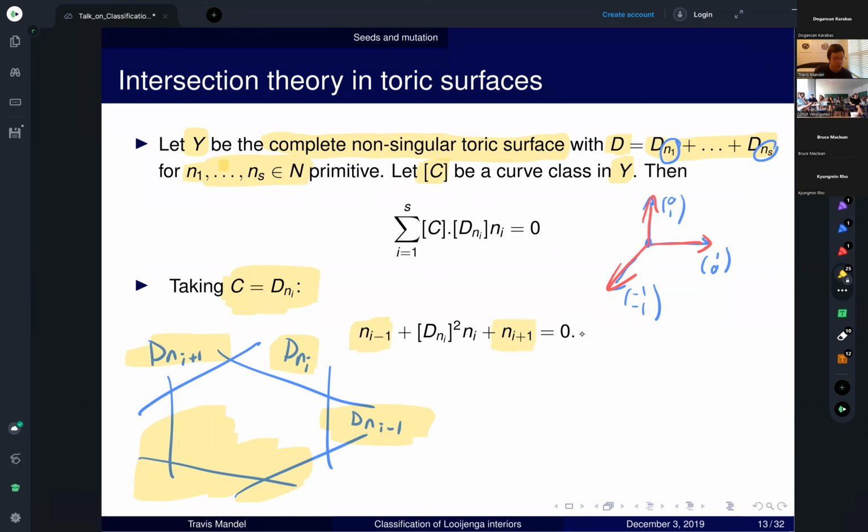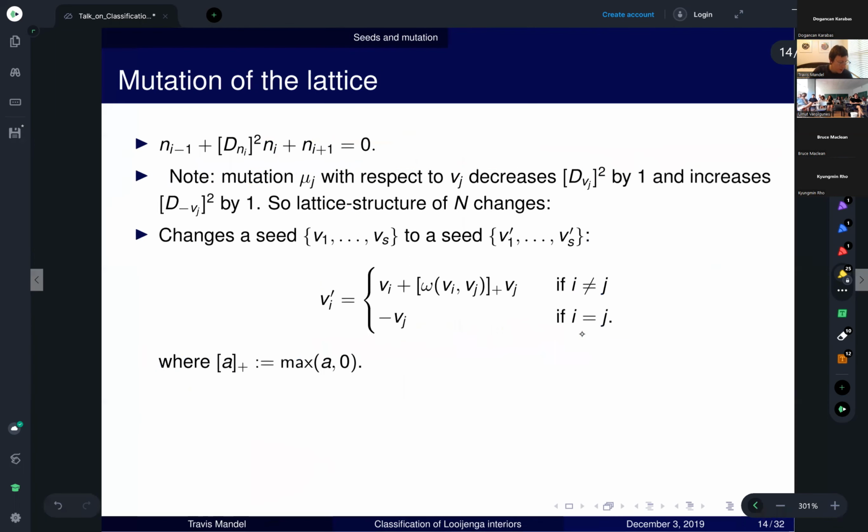And then the only other term that doesn't vanish is the I term, the one where the coefficient is dni intersected with itself. So we have this equation that should always be satisfied: ni minus 1 plus the self-intersection number of dni times ni plus ni plus 1 should equal 0. So that's the equation we just had.